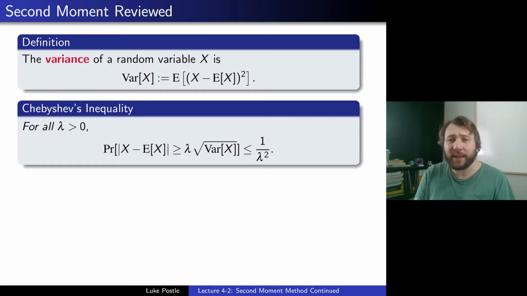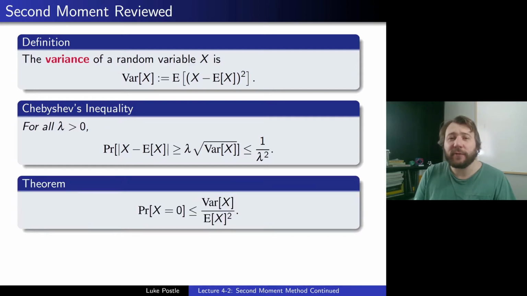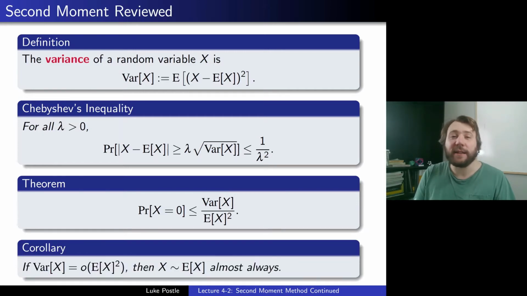We were able to apply that at the end of the last class to prove the theorem that the probability that X equals 0 is at most the variance of X divided by the expectation squared. And this has the nice corollary that if the variance is little o of the expectation squared, then X is approximately E[X] almost always. So not only does the probability that X equals 0 go to 0, and therefore X is greater than 0 almost always, but we were actually able to further show that X is approximately E[X], the expectation, almost always. So this is the key to the second moment method.